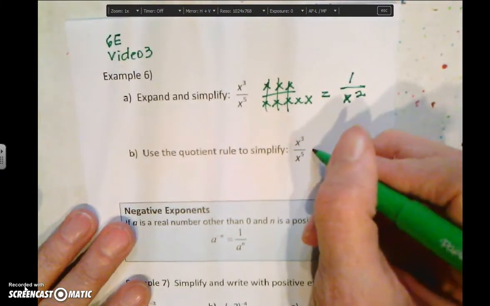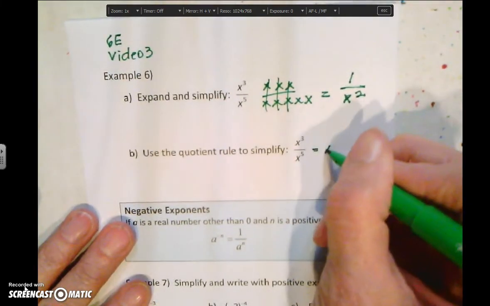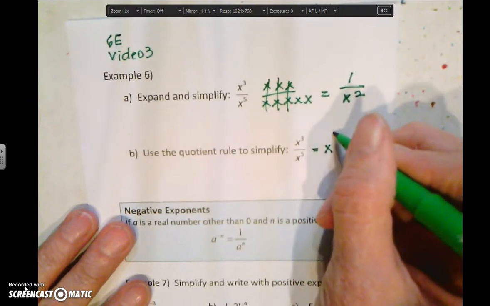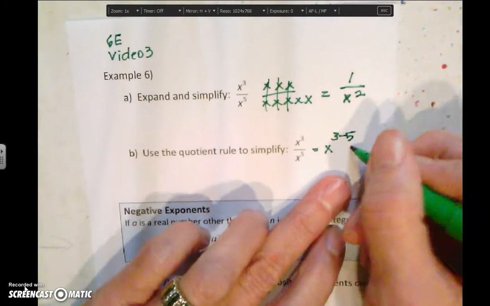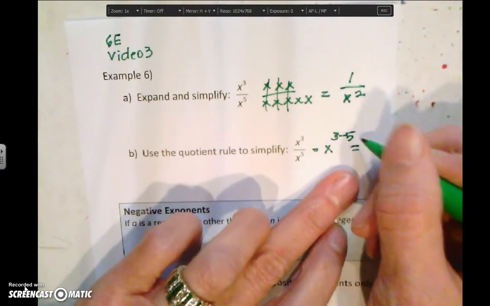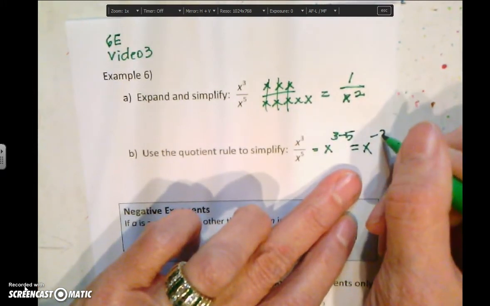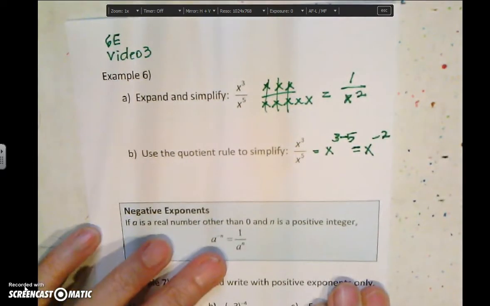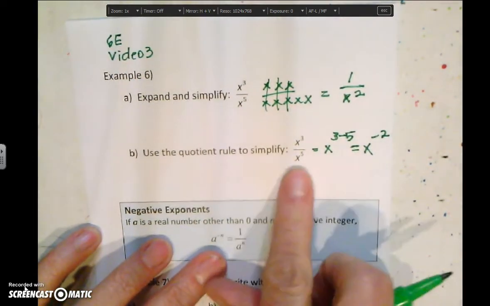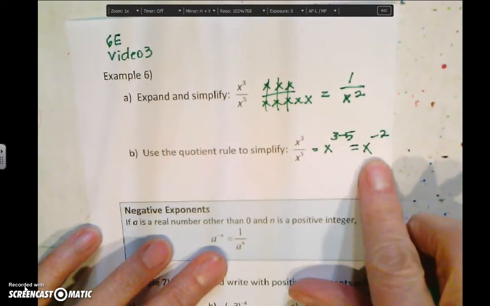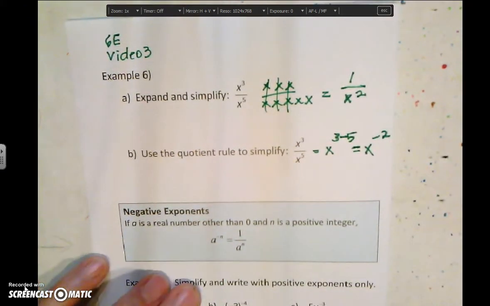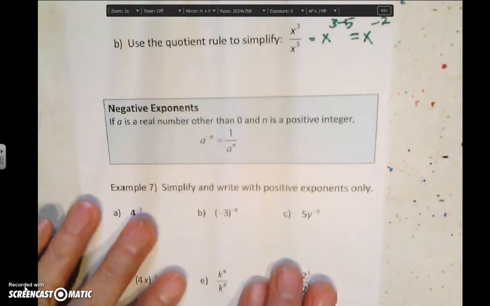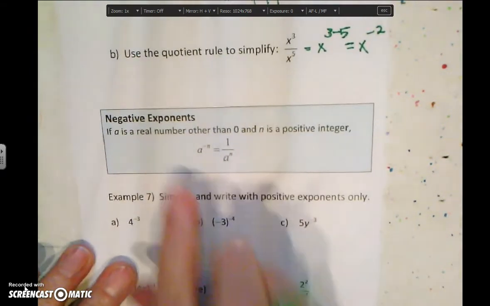So for the quotient rule, we got the same base of x. We take our top exponent and subtract our bottom exponent. And 3 minus 5 is -2. All right, so that implies that x to the -2 is the same thing as 1 over x squared. And so, in fact, that's what we have here, negative exponents.